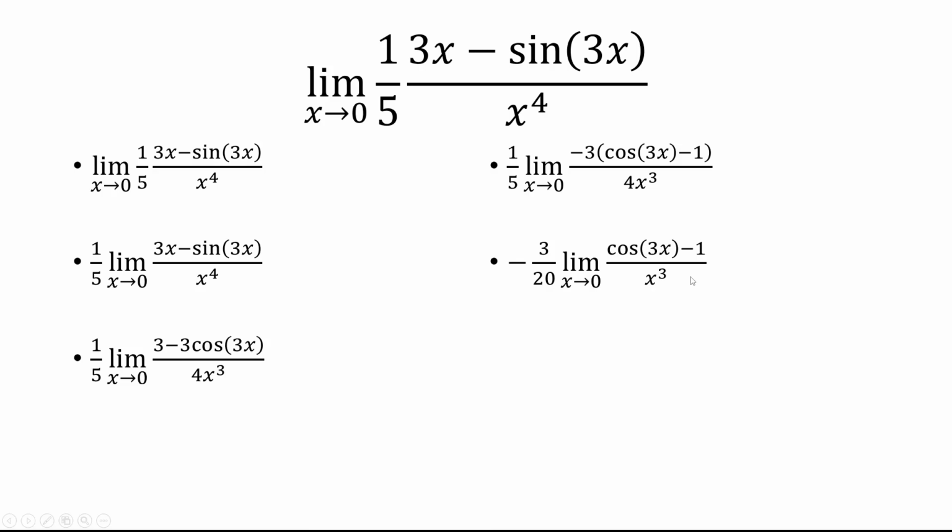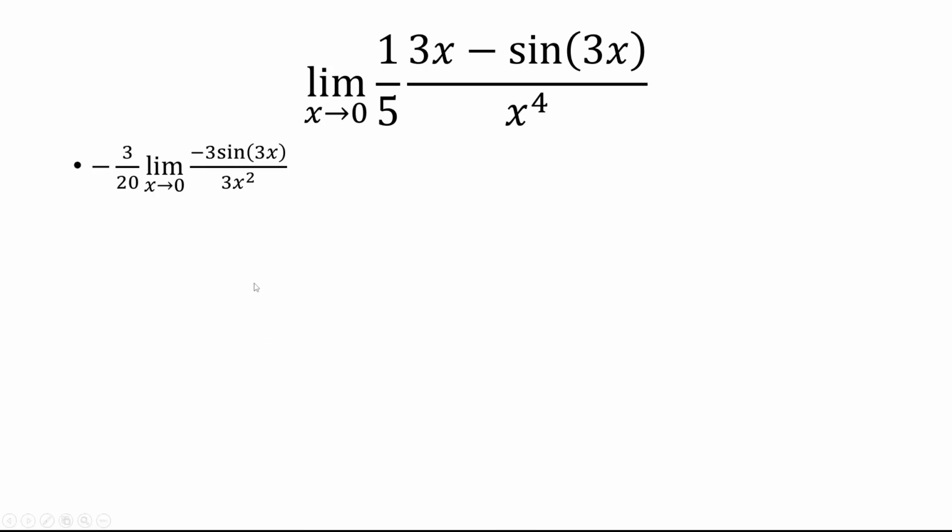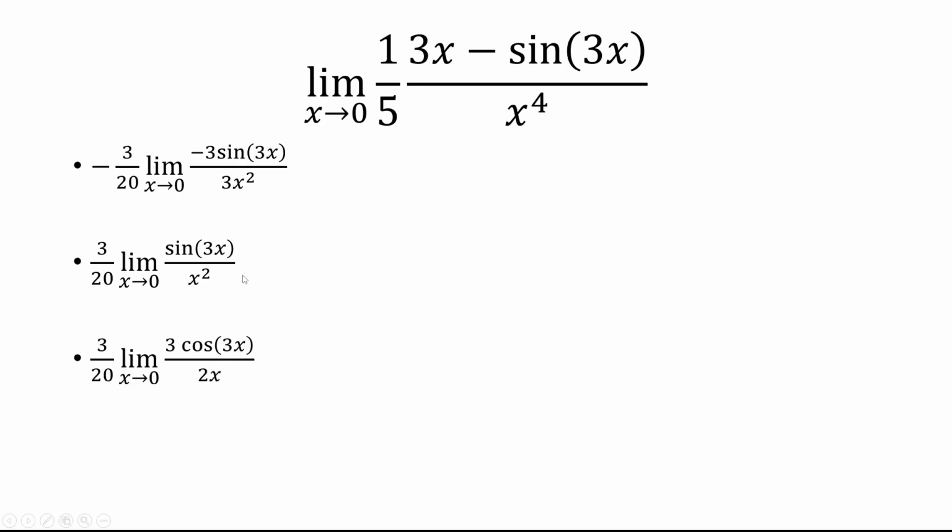So I have to apply L'Hopital's rule again to get negative 3 sine 3x over 3x squared. And then the 3's are going to cancel from the top and the bottom, and then the negative is going to cancel with the outside. So I have 3 over 20, limit as x approaches 0, sine 3x over x squared. If I plug in x equals 0, I still get 0 over 0. So I use L'Hopital's rule.